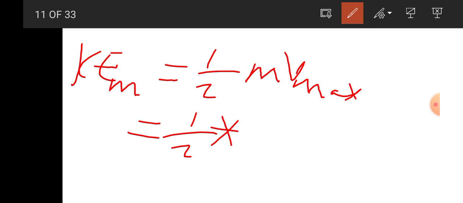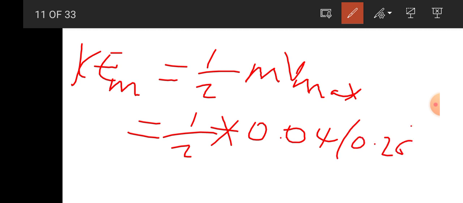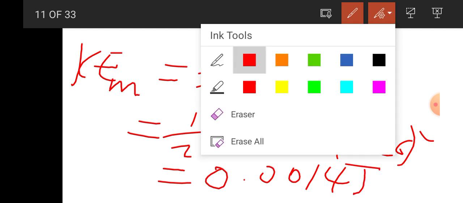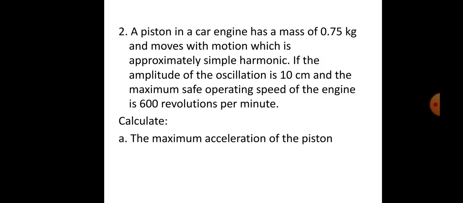Mass is 0.04, maximum velocity 0.26 square. So this is equal to 0.0014 joule. This is the maximum kinetic energy. Next question number 2.